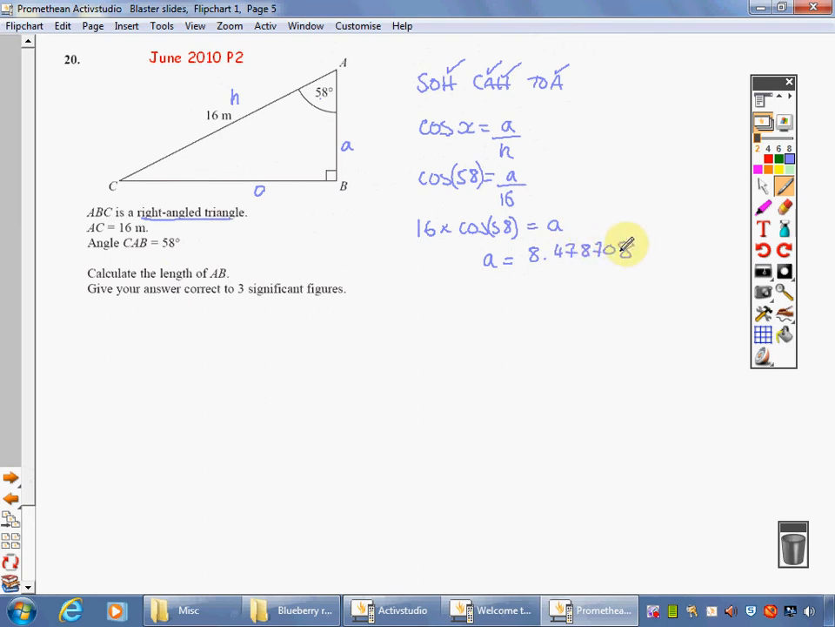8.47878. They've asked me to give it correct to 3 significant figures. Most significant, next significant, there. So I'm going to think about cutting it off there. So A equals, right, 8.47 or 8.48? It was 78, past the halfway mark. It's going to be 8.48. I ought to write 3 SF, just so people know how accurate I'm being.